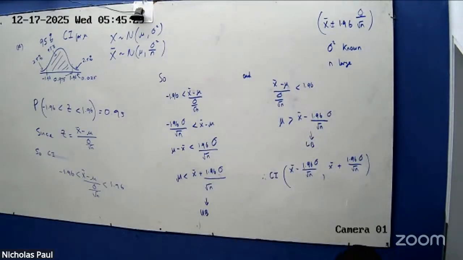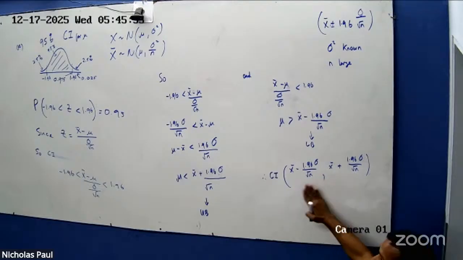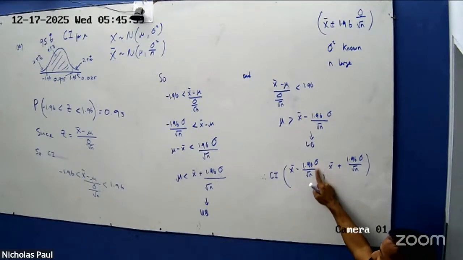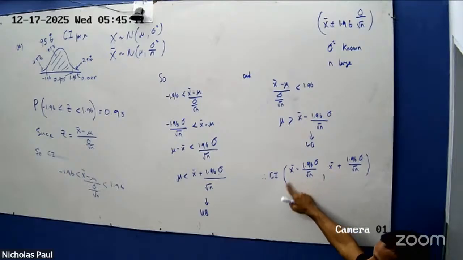Any questions online? In case you're now joining or you're now trying to pay attention, this is the formula to pay attention to. How to find a confidence interval. We need sigma, we need n, we need x bar.